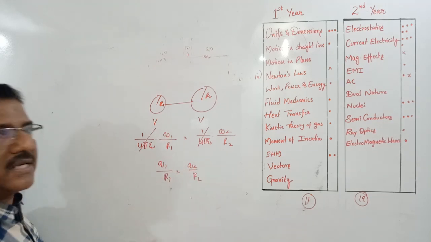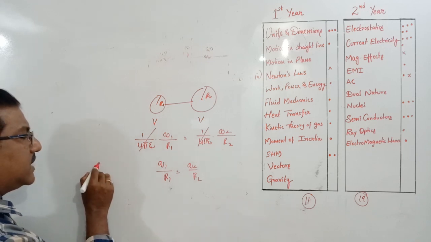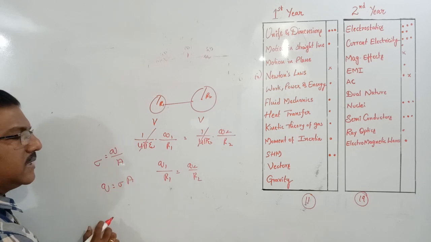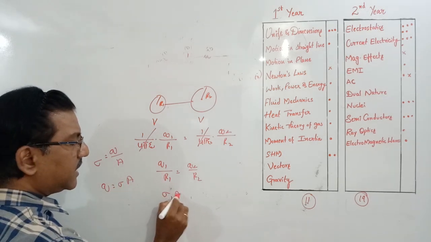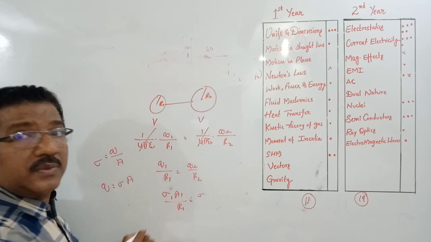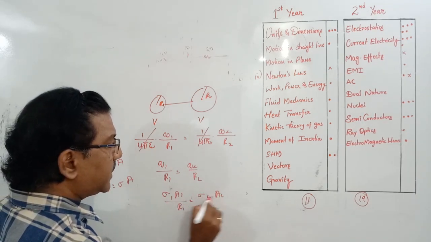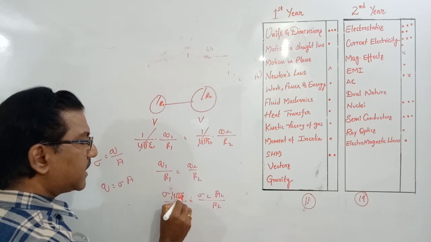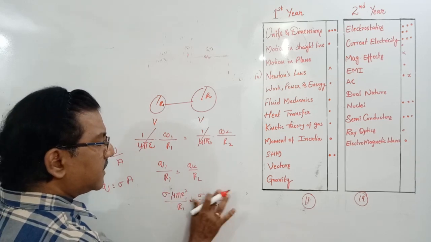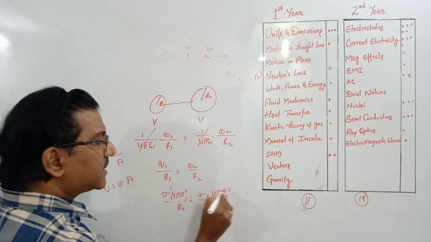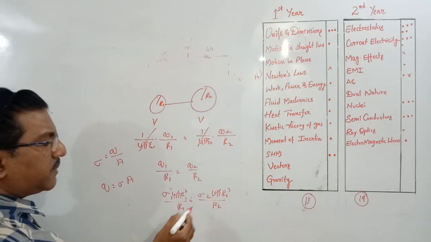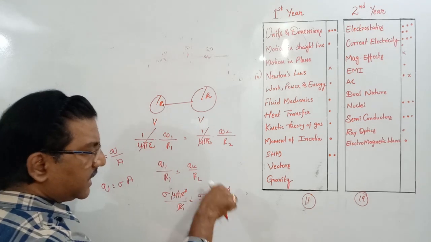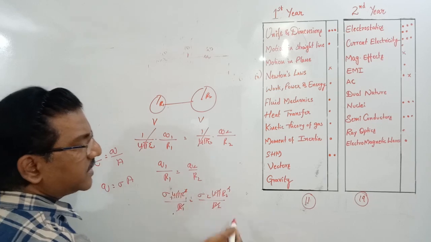But he is asking sigma. You know that sigma is nothing but Q by A. Q is nothing but sigma A. That means sigma 1 A1 by R1 is equal to sigma 2 A2 by R2. What is A? 4 pi R1 square, 4 pi R2 square. This only they ask you repeatedly. If you cancel it now, there is left R1 up. If we cancel it, there now R2. So sigma 1 by sigma 2 is equal to R2 by R1.